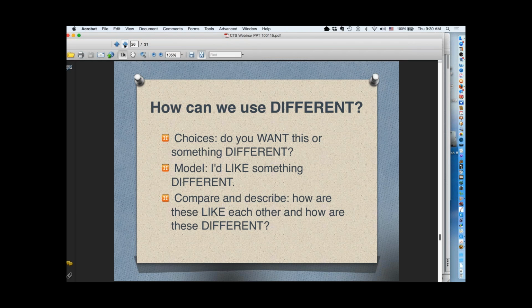So we can model, I don't think I'd like that. I think I'd like something different. And especially in the classroom, we can model using words like "same" and "different" to talk about how are these two things like each other, but how are these two things different, and start using it in more academic instruction.